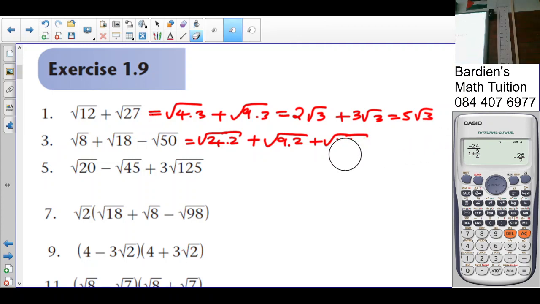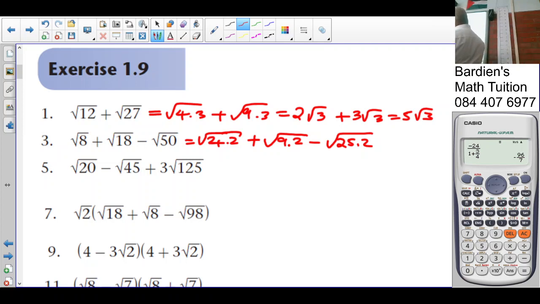Okay, so I made a mistake there. It's supposed to have been minus. I didn't leave enough space. My mistake is that I have a plus instead of a minus. So it's going to be 2 root 2 plus 3 root 2 minus 5 root 2. It cancels out and gives you 0.